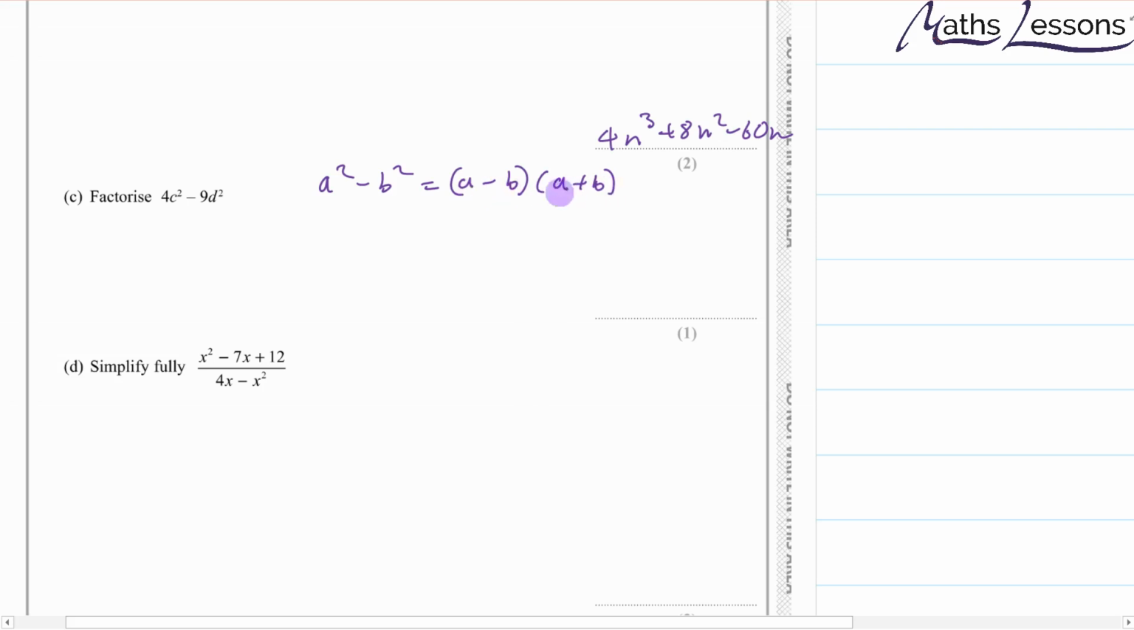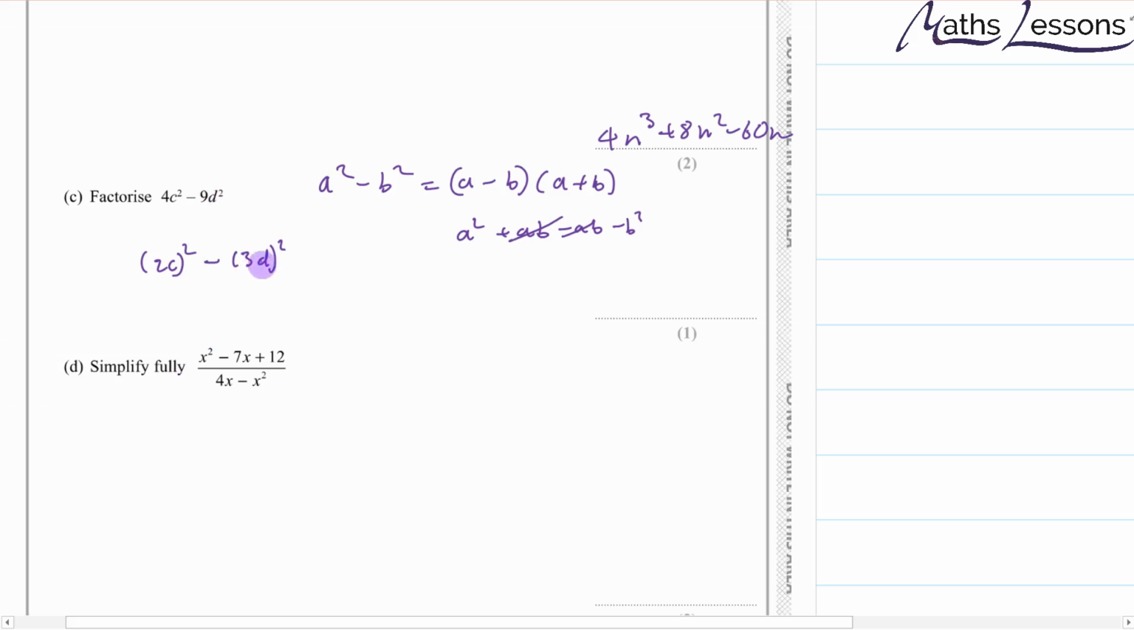Because what you'll see is when you multiply this one out, your first two things will give you a squared, your outer two things will give you plus ab, your inner two things will give you minus ab, and your last two things will give you minus b squared. You notice these cancel just to leave you a squared minus b squared. So bearing this in mind, we've got here 2c squared. And we've got here 3d all squared.